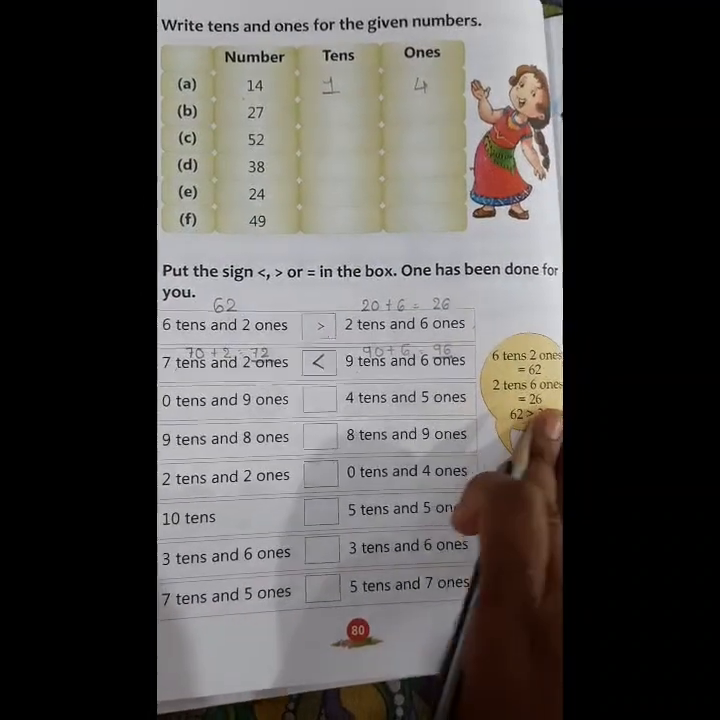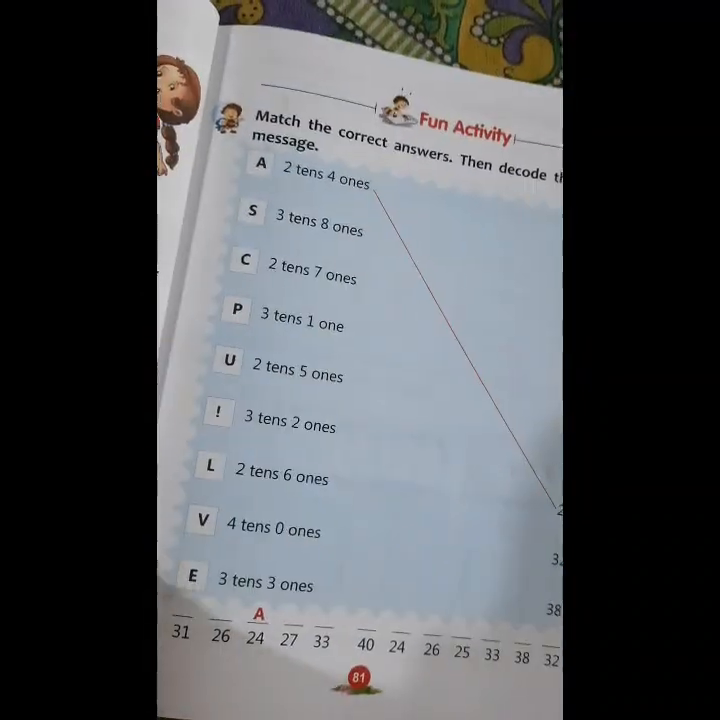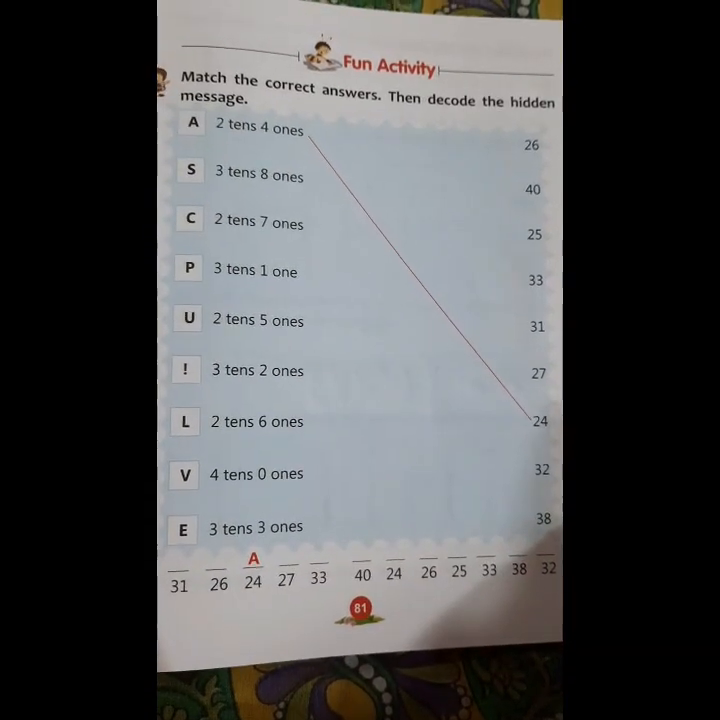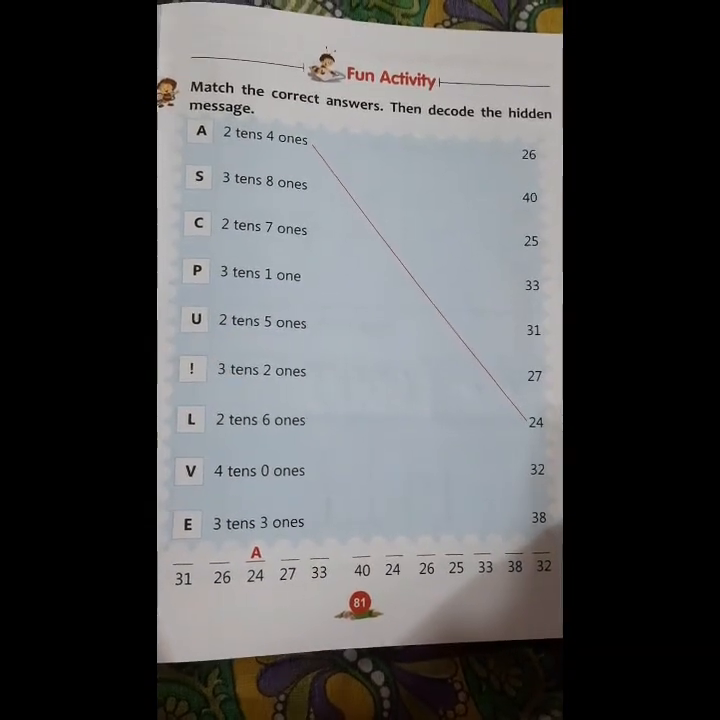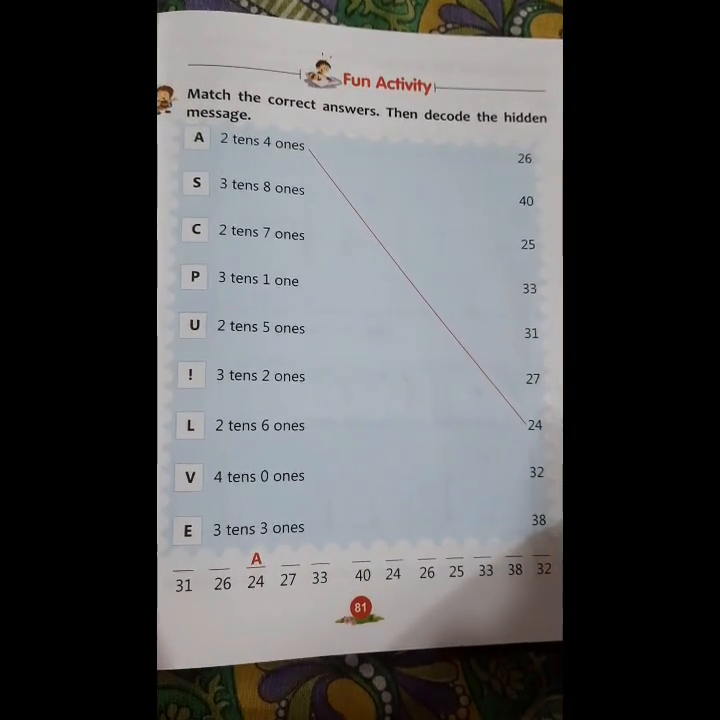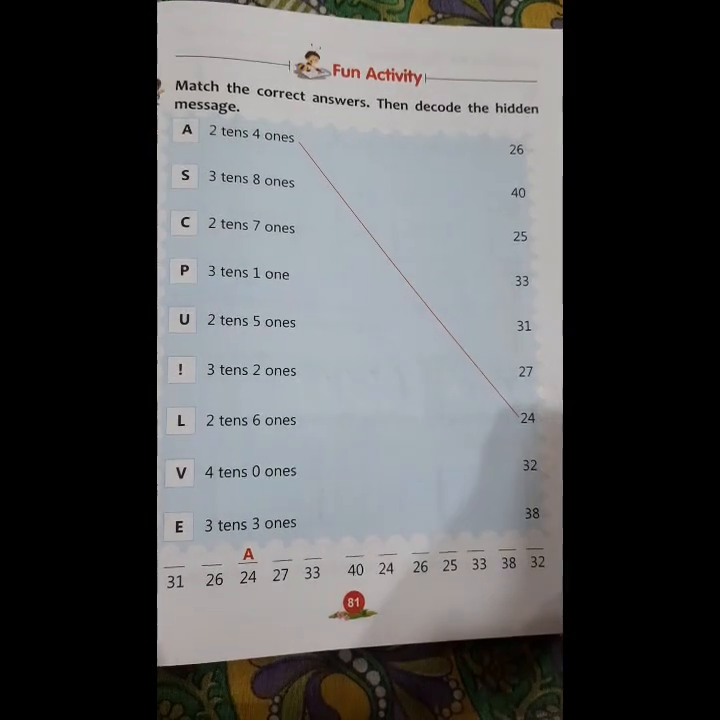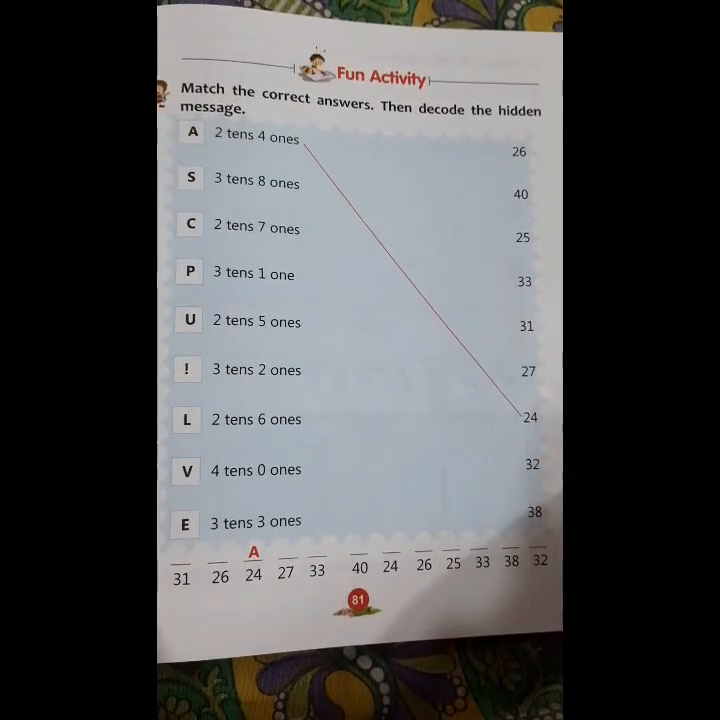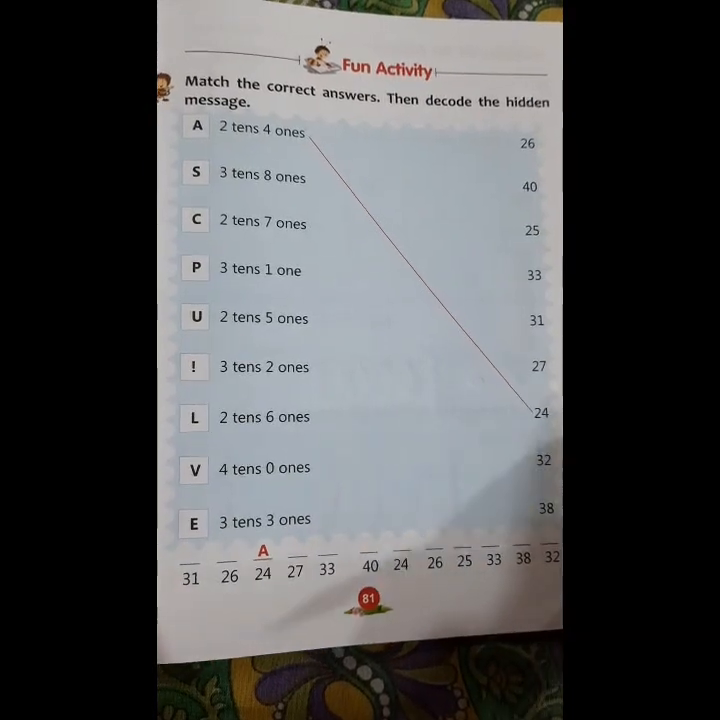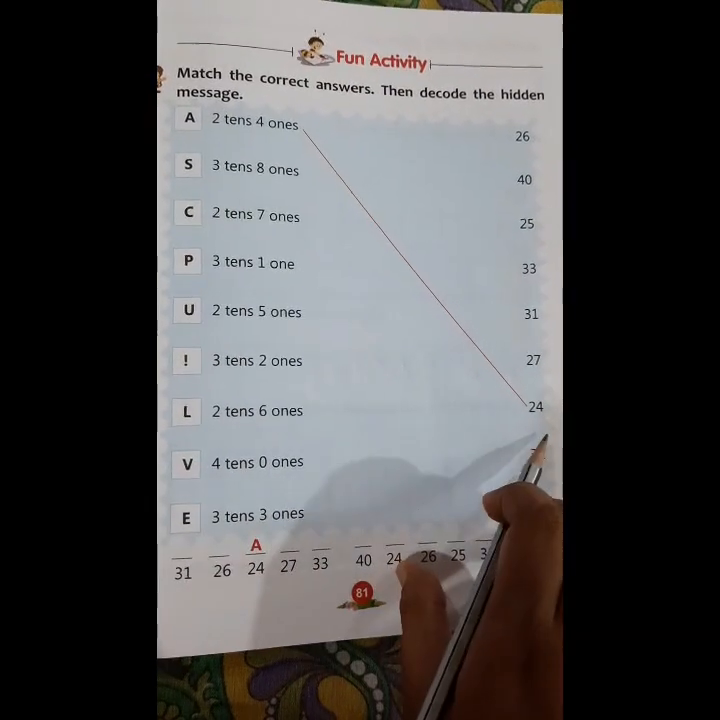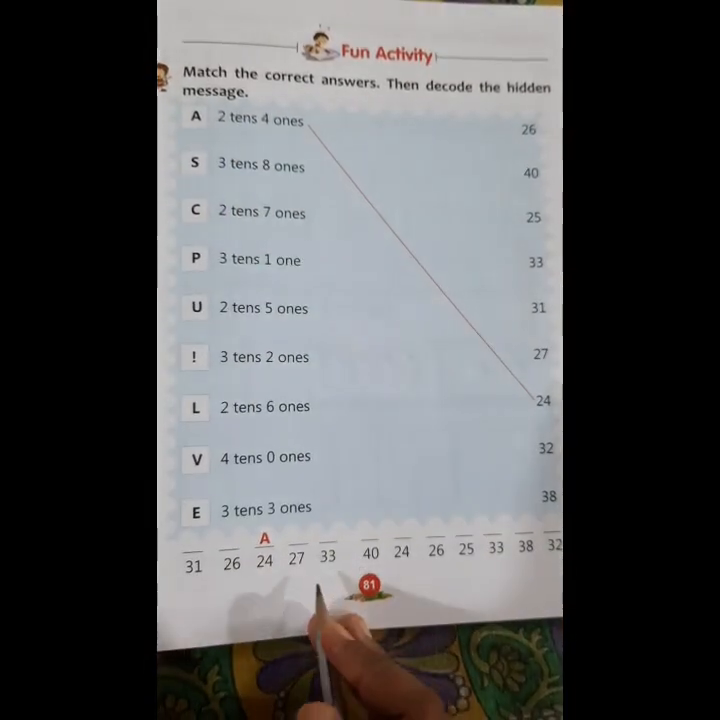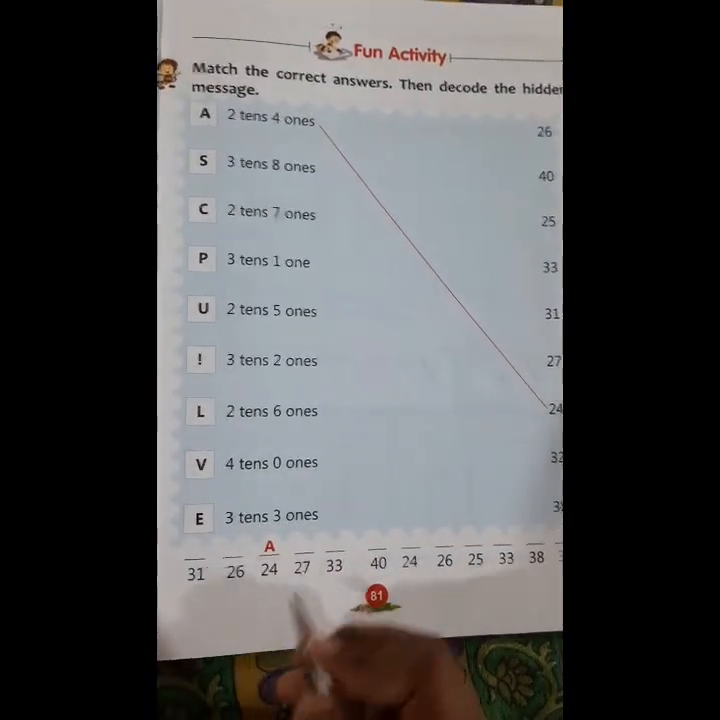Now move forward with page number 81. Fun activity. Match the correct answers, then decode the hidden message. Now we know which number is that. Yes. Okay. 2 tens 4 ones means 24. 24 is A. So over here is written A.